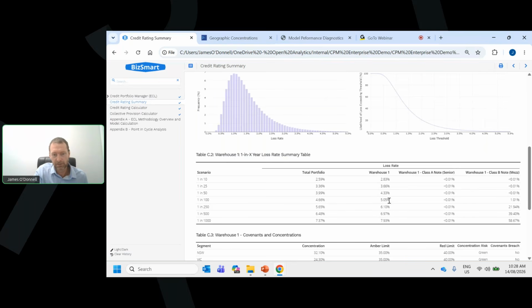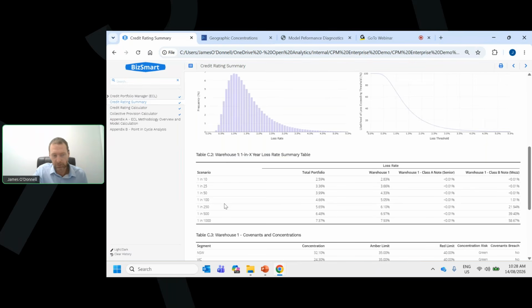A bit higher on the warehouse. This warehouse is really just a random subset. But then if I look at the Class A or senior note, imagine you're in a 1 in 100 year severe downturn. There's 10% subordination on this, so they're not getting any loss at all. On the mezz note, it creeps in and there's a tiny loss. As you go up to more severe, say you're at 250, then the mezz note starts getting wiped out.